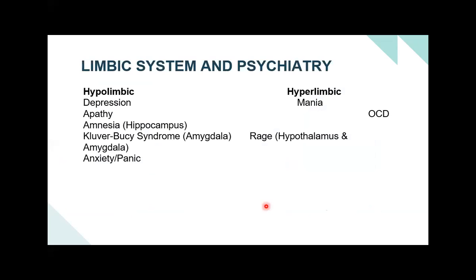So, the limbic system and psychiatry. In psychiatry, a hypolimbic state is seen in depression, apathy, amnesia, Kluver-Bucy syndrome, and in anxiety and panic. A hyperlimbic state is seen in mania, OCD, and in rage.